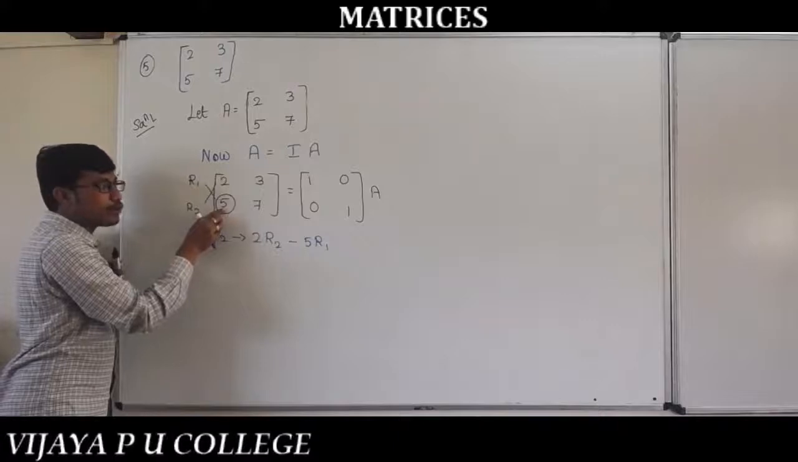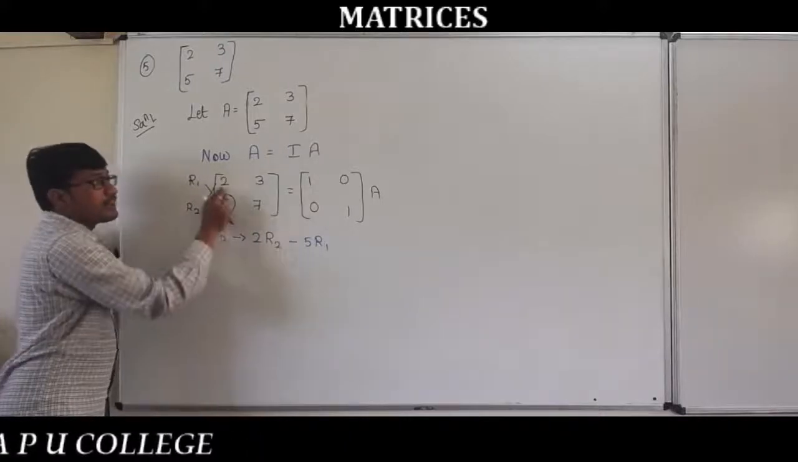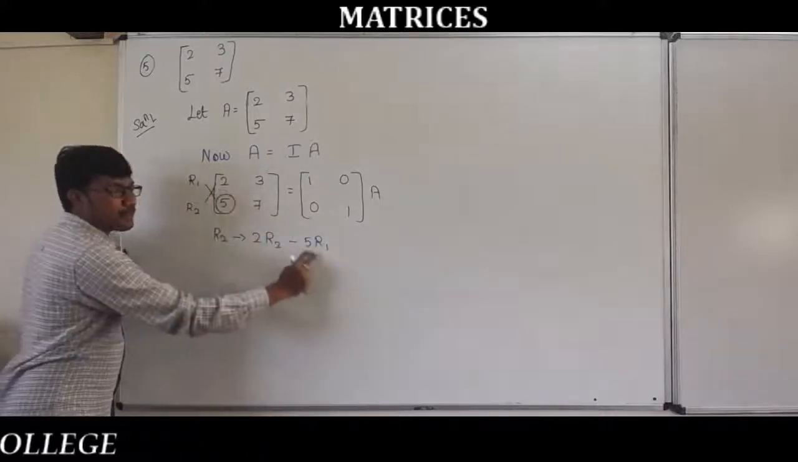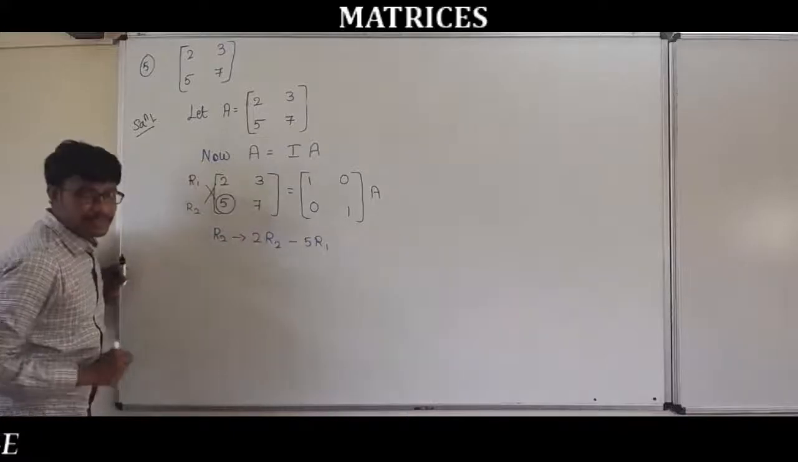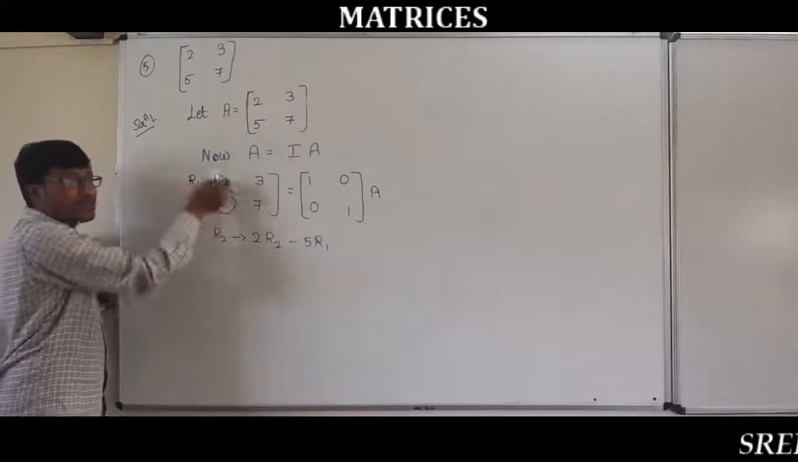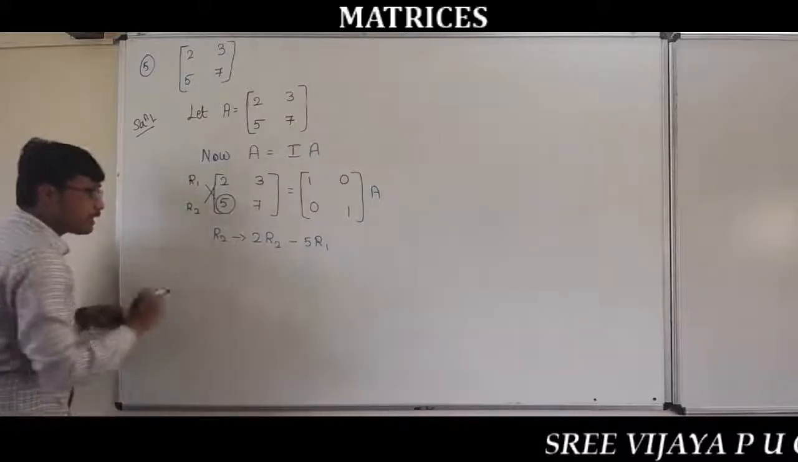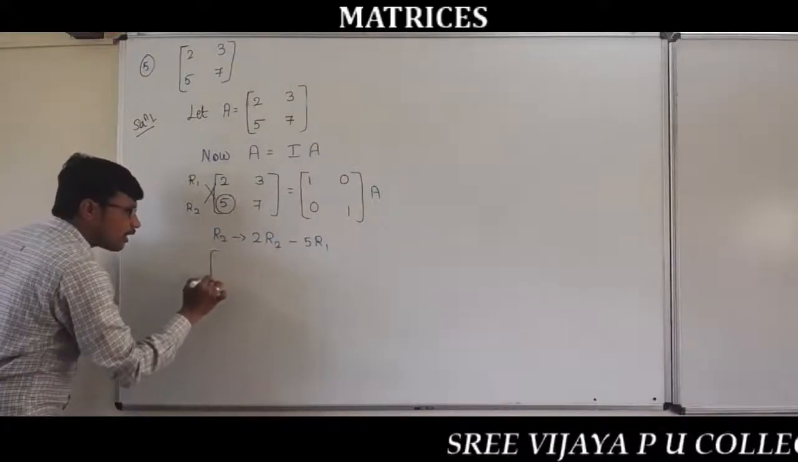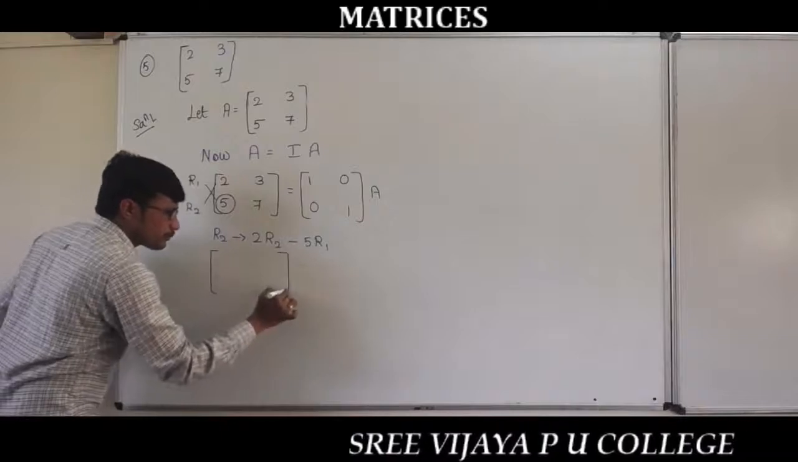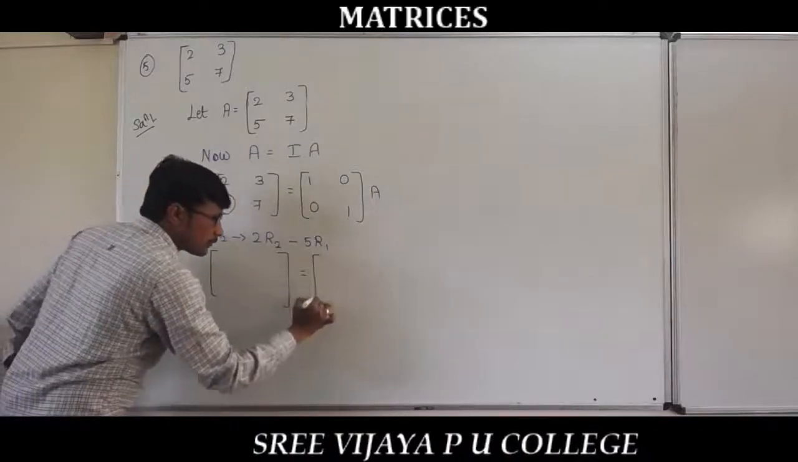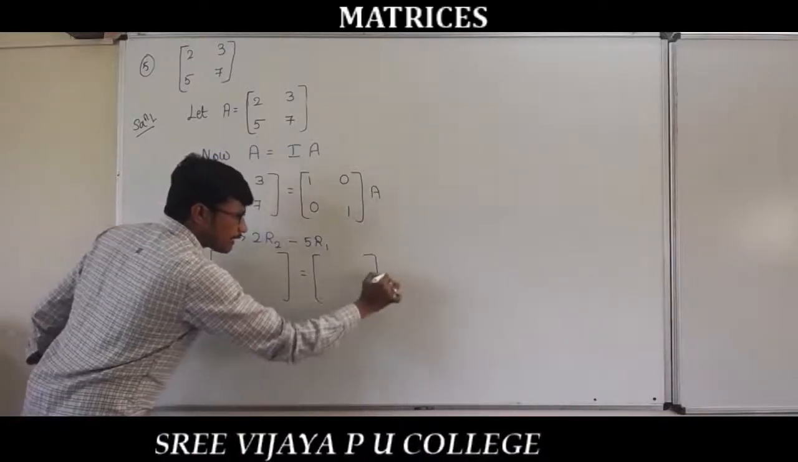So in R2 you are multiplying with 2, and in R1 you are multiplying with 5. That is 5 times R1, and you can just subtract that one, so that both become equal. That's why I am multiplying the corresponding numbers. Now, according to R2, you can write the matrix.